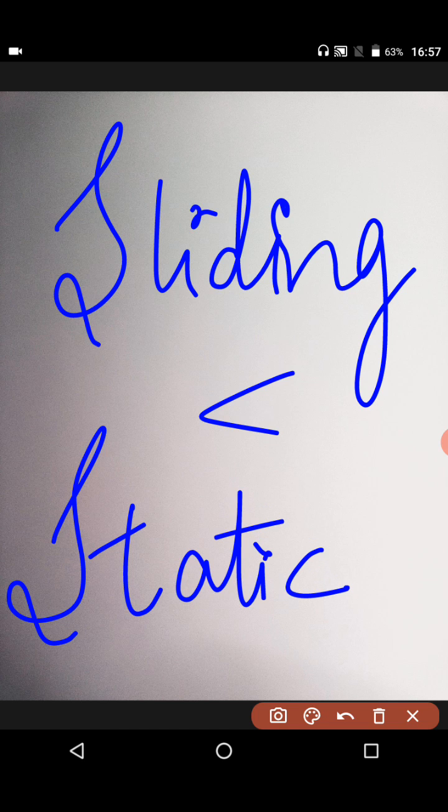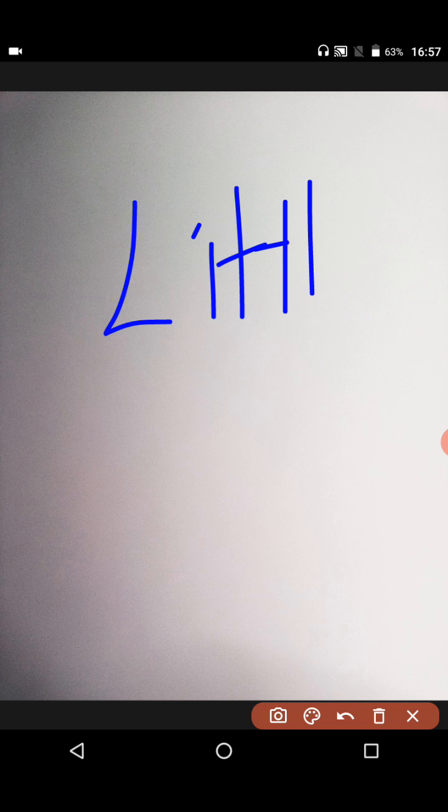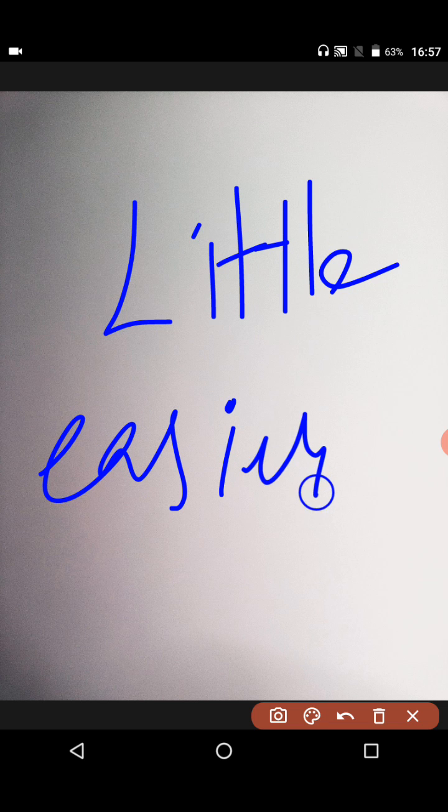Why have they also given that you find it somewhat easier to move a box already in motion than when it is getting started? Static means, see what you feel. If one object is already moving a little and you are asked to push the same object, it would be a little easier, right? That's why you have only a slight difference between them.